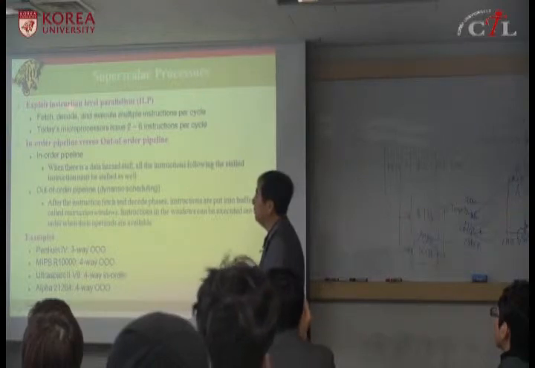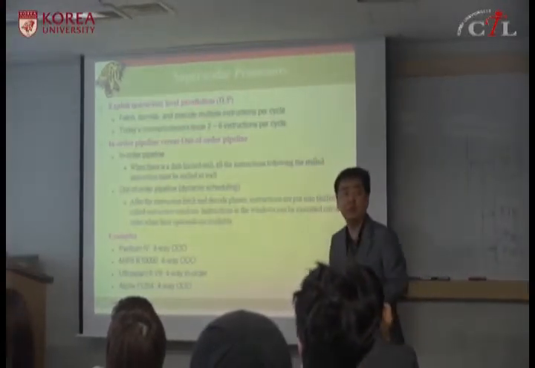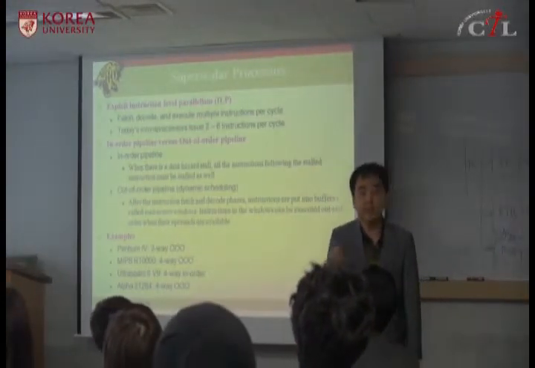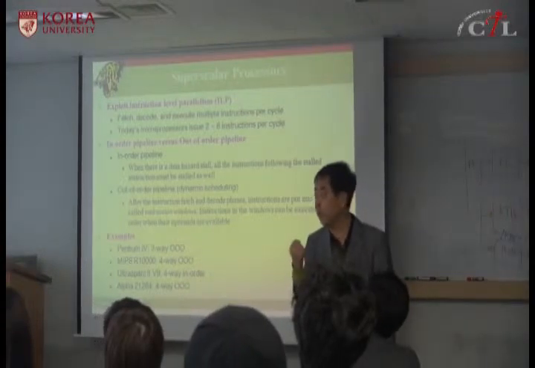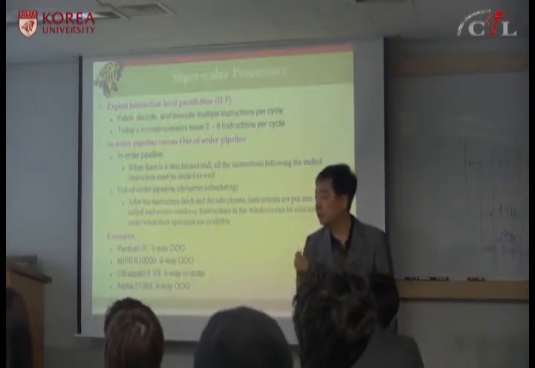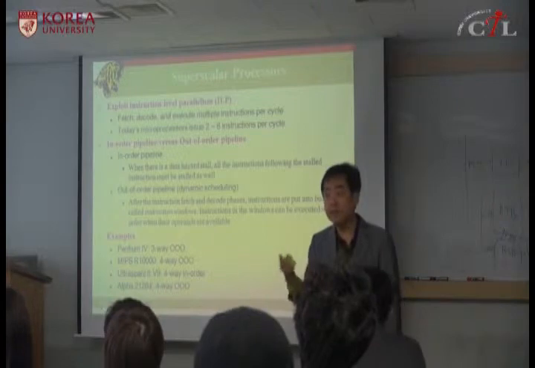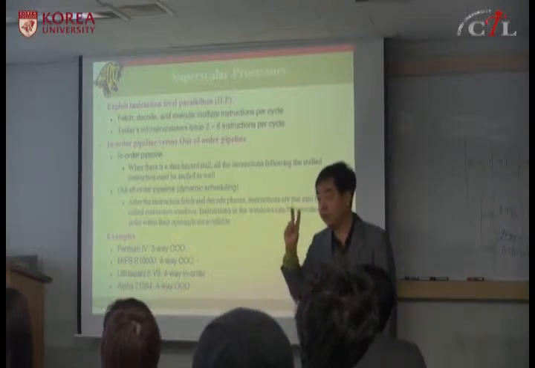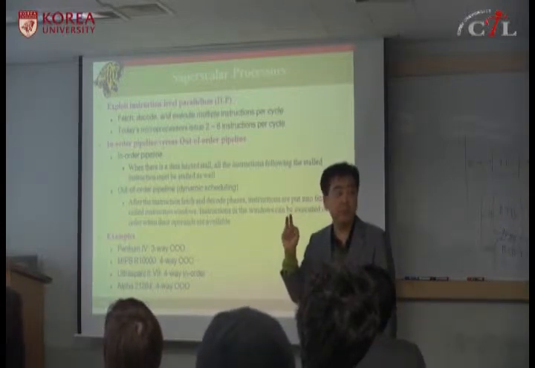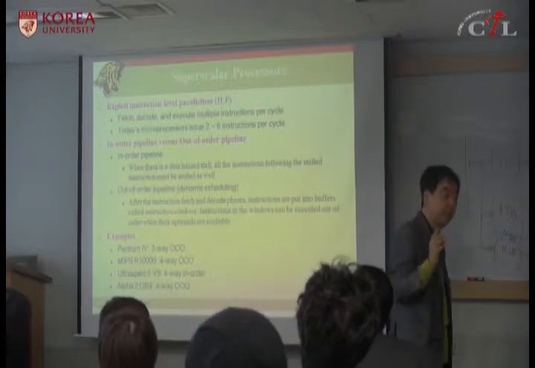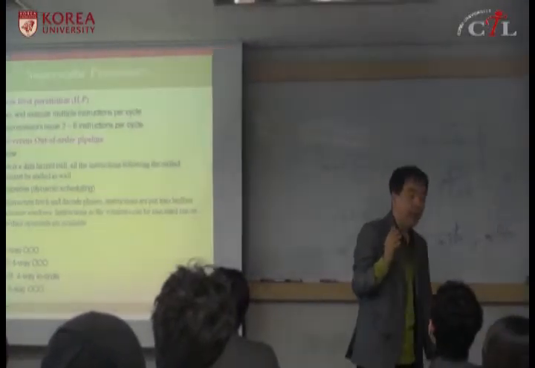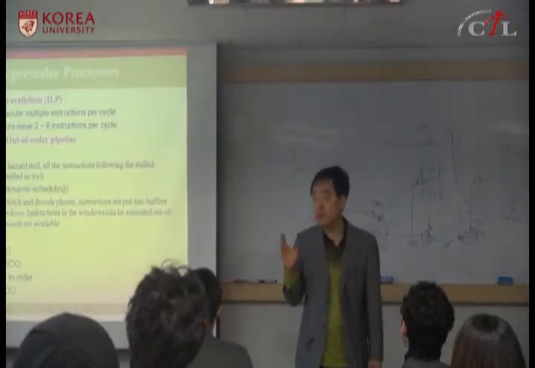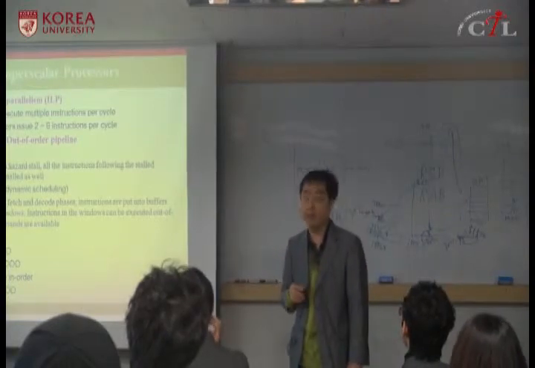We say they exploit instruction level parallelism because every cycle you are not executing a single instruction, you are executing more than one instruction, 2, 3, or 4 instructions. It starts from Pentium. Pentium was 2 issue superscalar. Pentium Pro, Pentium 4 was 3 issue superscalar. Okay, and Itanium is 6 issue superscalar.